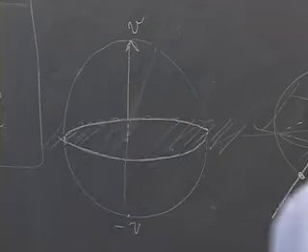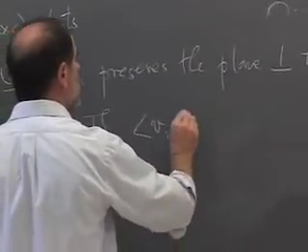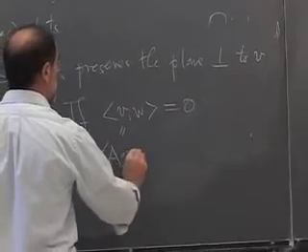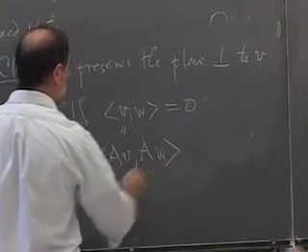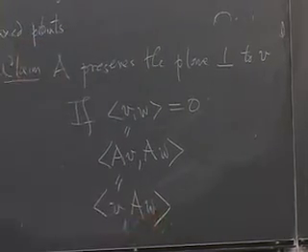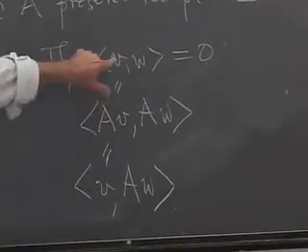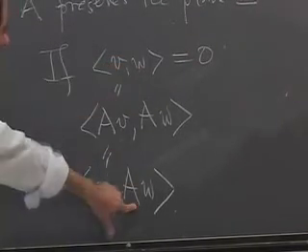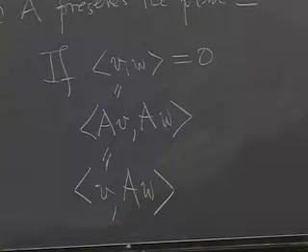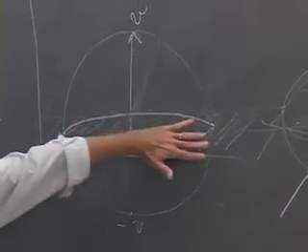Why? Because if VW is equal to 0, then this is equal to AW, which is equal to V times AW, because V is an eigenvector. A preserves the inner product. So if W is orthogonal to V, so is A of W. So if you're in the plane orthogonal to the eigenvector, you stay in that plane.